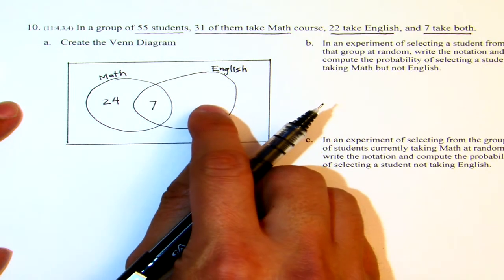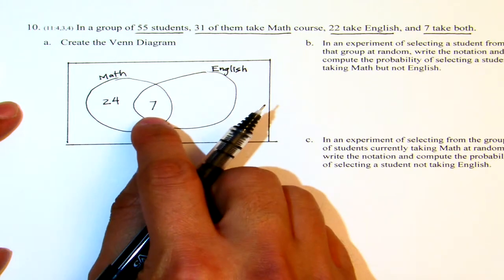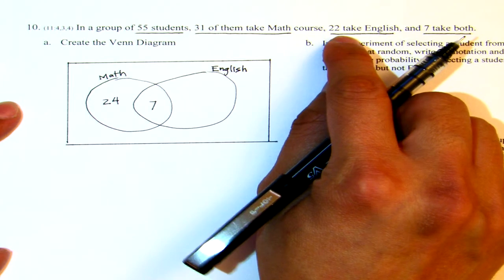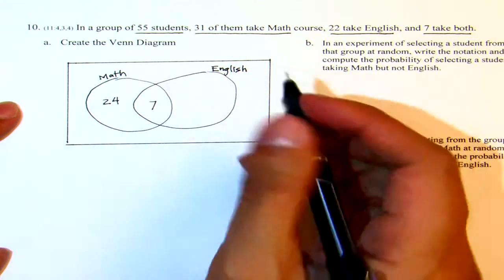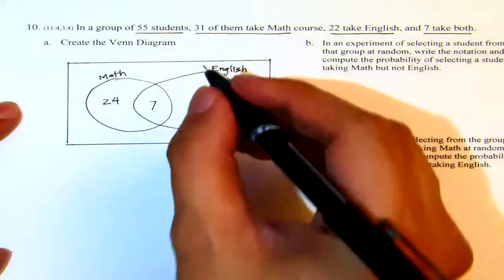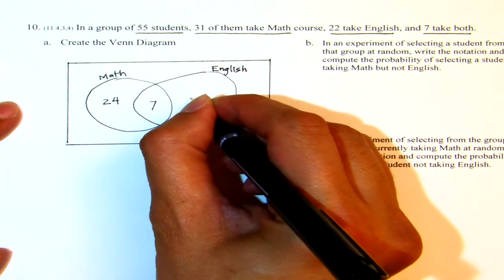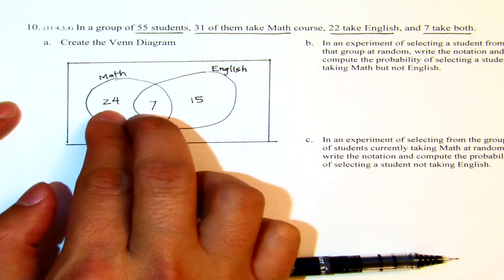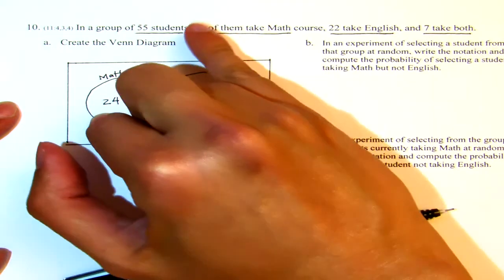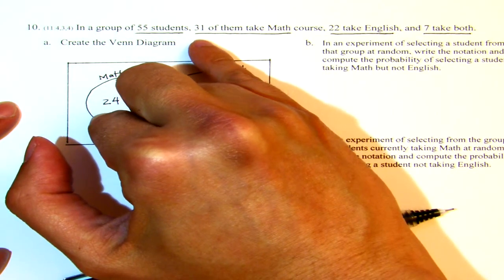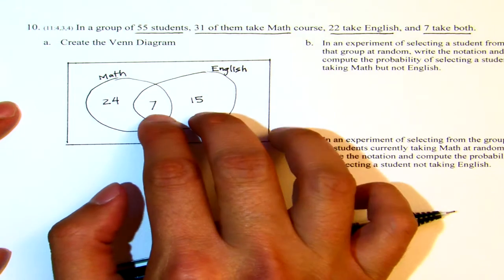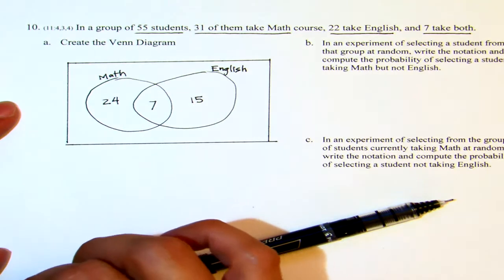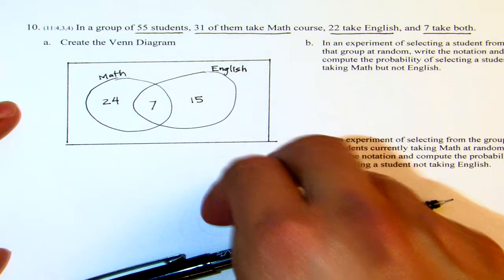Now, how many students are taking English only without taking math? The total number of students taking English is 22. 7 of them also take math. So how many people are taking English only? There will be only 15, right? You see that when you add these two numbers, 24 plus 7, that gives you the number of people taking math, 31, right? And when you add these two numbers, 7 plus 15, that gives you the number of students taking English.